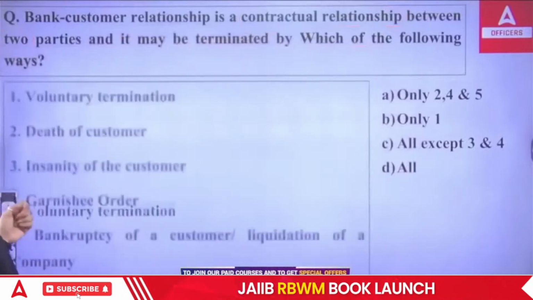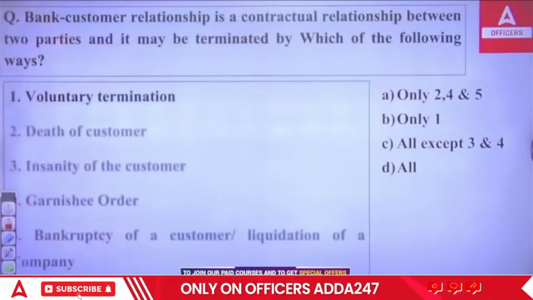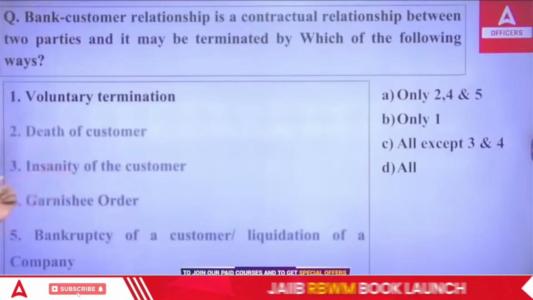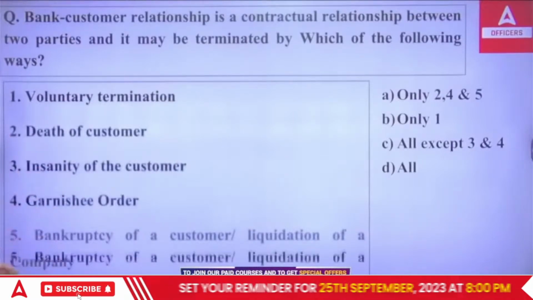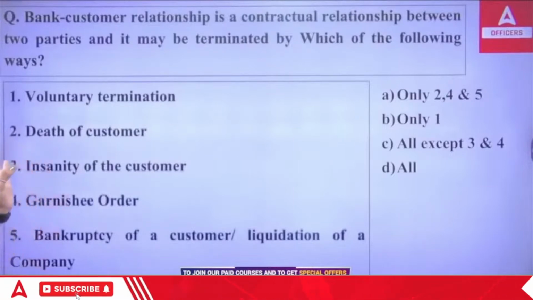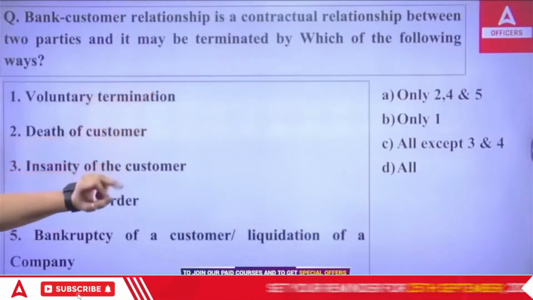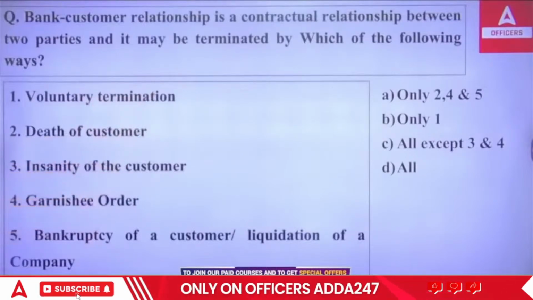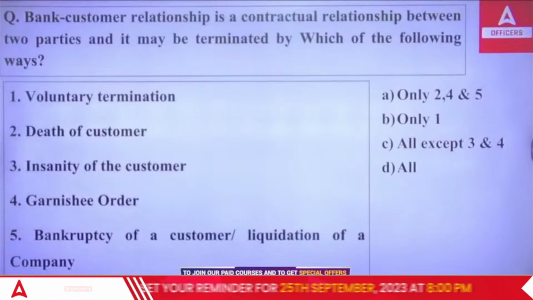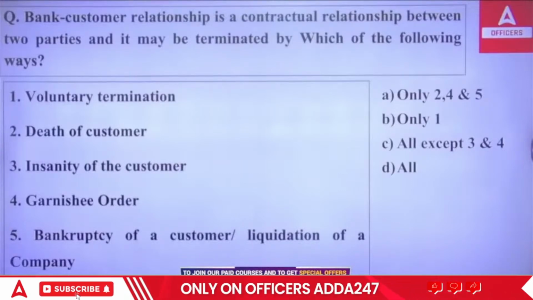If you want to terminate, the termination of the contractual relationship between a bank and a customer can be done in which condition? In which ways can it be done? So first we have voluntary termination, death of customer, insanity of the customer, garnishee order, bankruptcy of a customer, liquidation of a company. So in which of the conditions will the termination of the contractual relationship between a bank and a customer be done? Only 2, 4 and 5, only 1, all except 3 and 4, all. Let me know which of the following is correct. A, B, C or D.